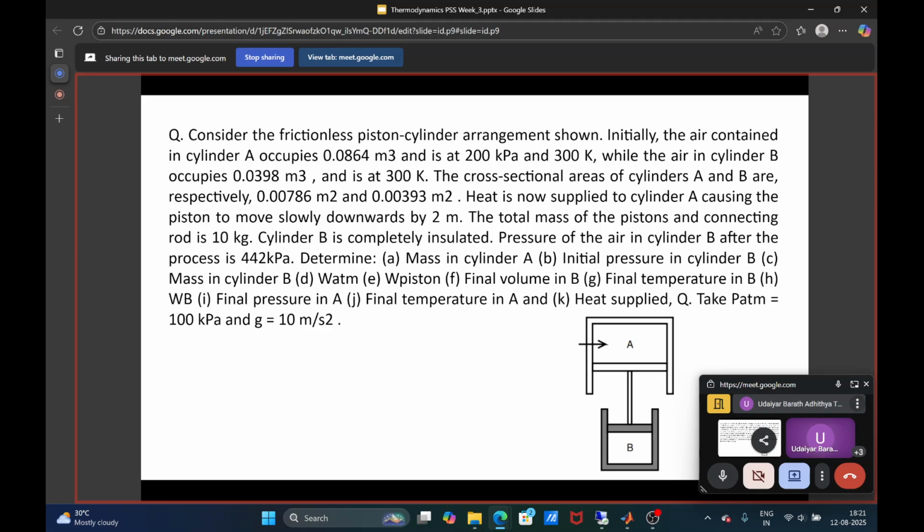So that is given. We need to find out the mass in cylinder A, the initial pressure in cylinder B, the mass in cylinder B, then the atmospheric pressure, then the work done by the piston, the work done by the atmosphere, then the final volume in B, then the final temperature in B, and the work done by the piston in cylinder B, then also the final pressure in A, the final temperature in A, and the heat supplied. So there are a lot of things which have to be found out. Let's break it down and look at them one by one.